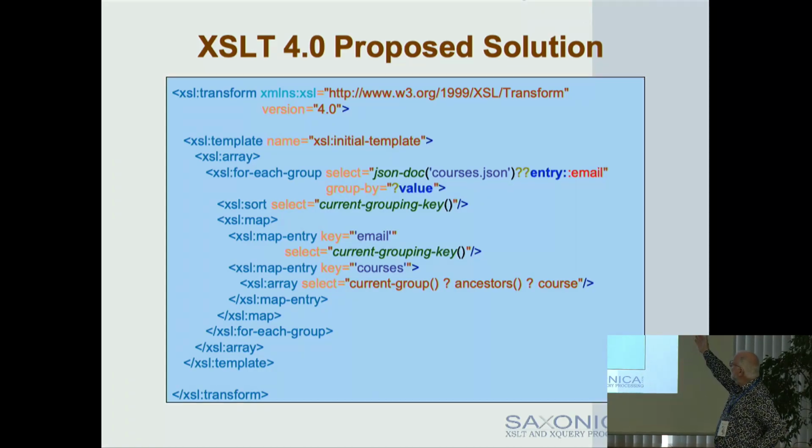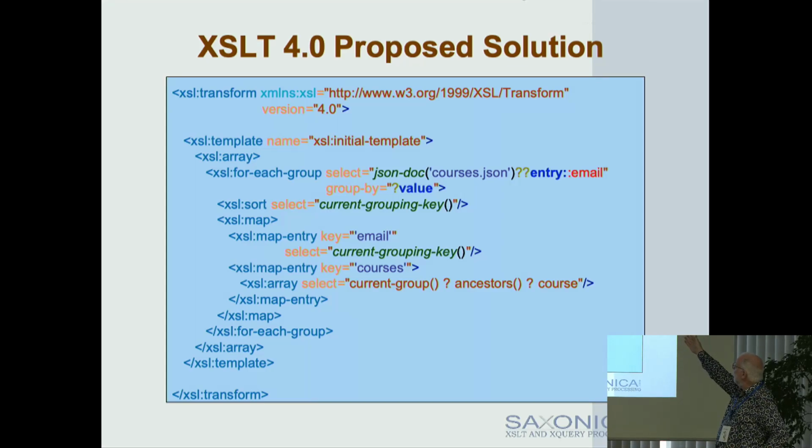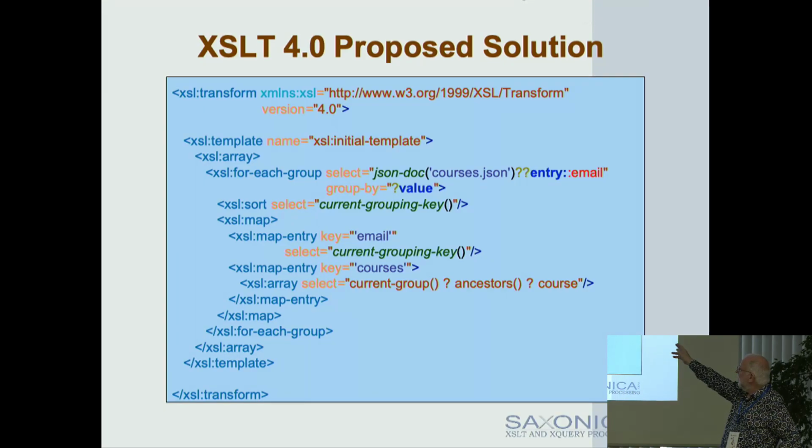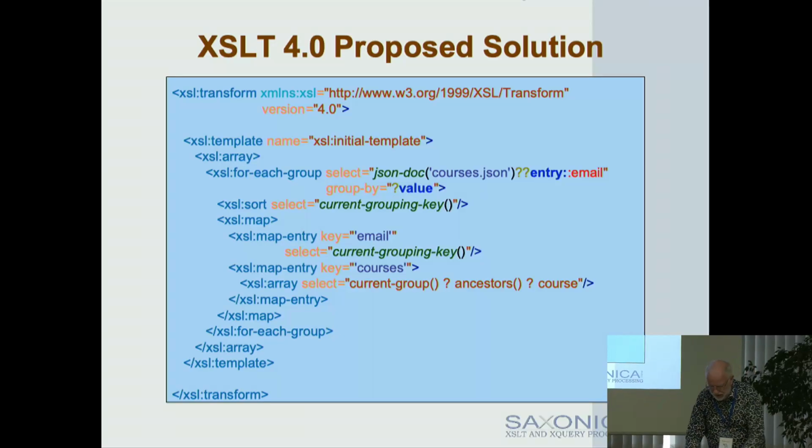So it does grouping. It selects the courses. It groups them by the entry email. It sorts by the current grouping key. Then constructs a map containing the email addresses and an array of the courses, again using the ancestor axis. So I think that's probably where I will stop.